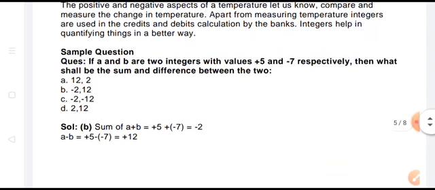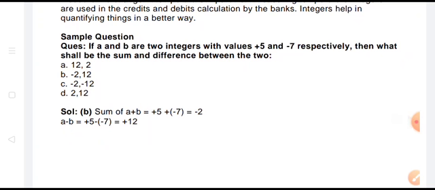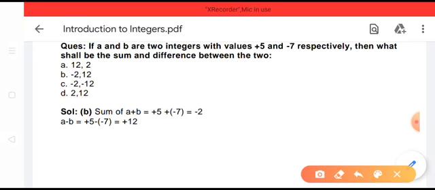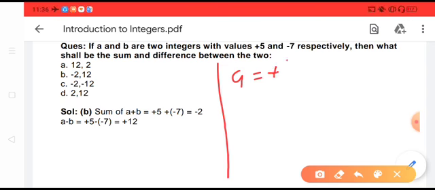Now we start doing some questions, and the first question is, if a and b are two integers with values +5 and -7 respectively, then what shall be the sum and difference between the two? Now here a is equal to +5 and b is equal to -7.